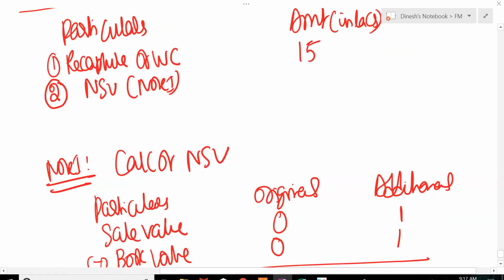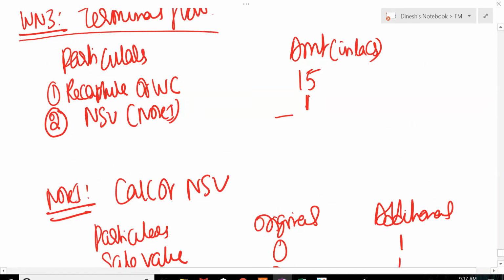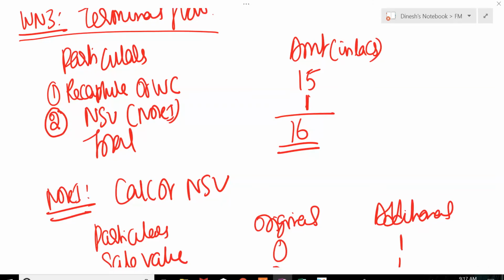Now we'll go to the other working note and write 1 here. When I have to sell a machinery, I want somebody to pick the machinery from my factory, so I have to incur a cost associated with that, called the cost of removing the machinery. 15 plus 1, 16 lakhs is the NSV, or the total terminal flow. Any doubts on this?